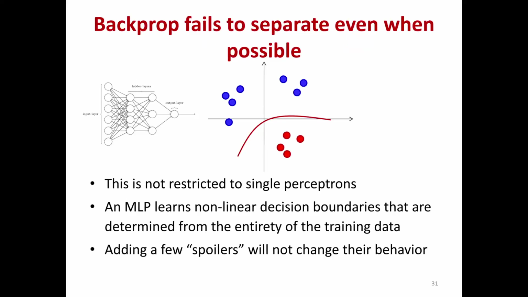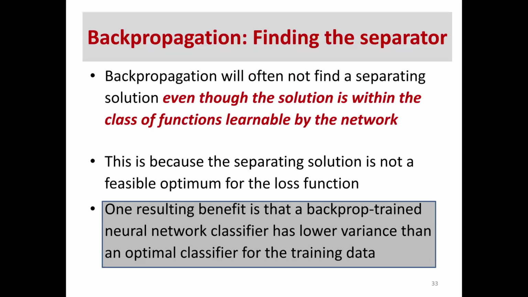Now, this is for a simple linear classifier. Even if I have a nonlinear classification problem of this kind, the new multi-layer perceptron would find a decision boundary like this red one here. Adding one extra dot in the wrong place is not going to change the entire solution. It's only going to change it just a little bit. And so backprop, or rather gradient descent using gradients computed using backprop, will often not find a separating solution, even though the solution is within the class of functions learnable by the network. This is because the separating solution is not a feasible solution of the loss function.